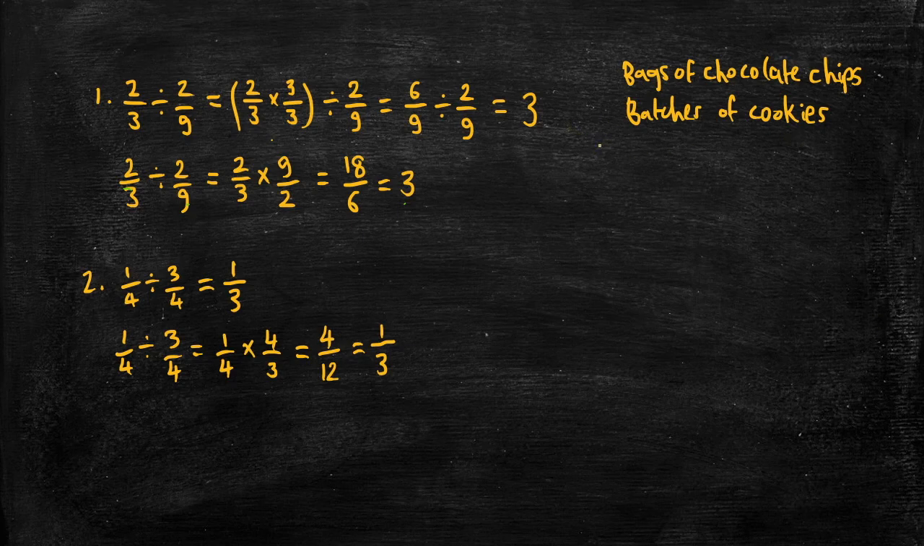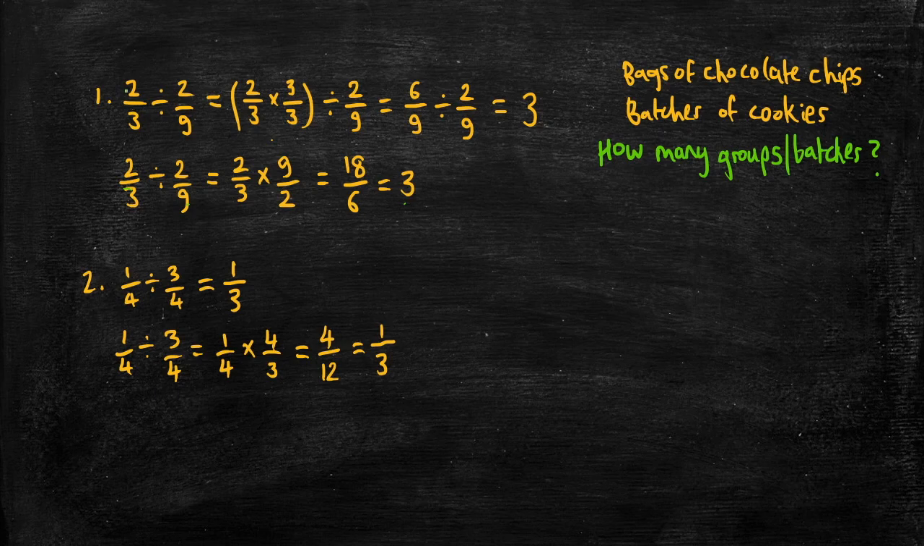And first of all, I'm going to think about this from the perspective of how many groups. And the groups in this context are going to be batches of cookies. Okay, so let's start by thinking about 2/3 divided by 2/9.